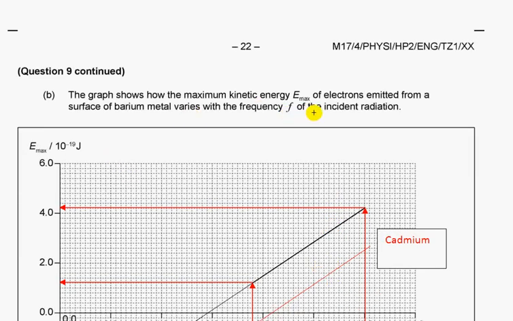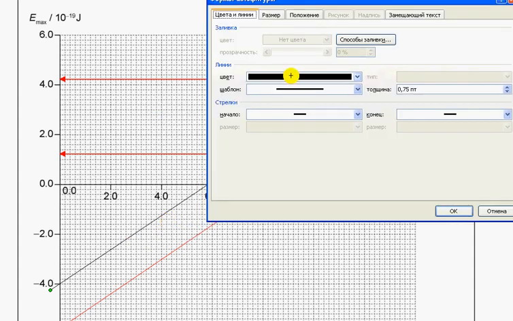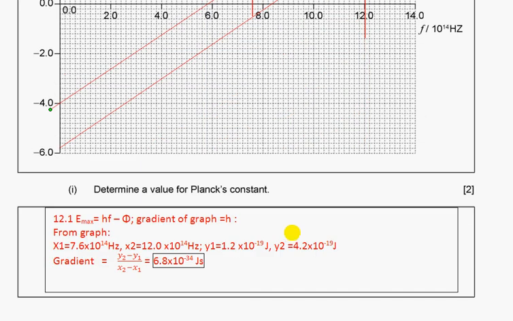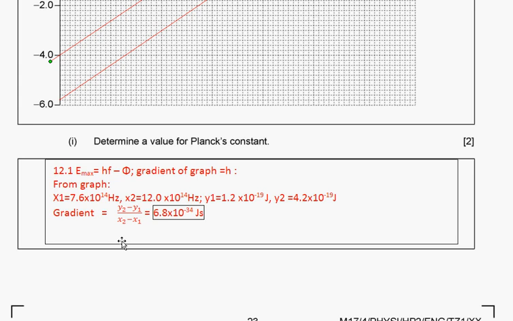The graph shows how the maximum kinetic energy of electrons emitted from the surface of barium metal varies with frequency. So they give us only this part. This part I should make red. Right. Determine the value of the Planck constant. So according to this formula for kinetic energy, the gradient of this graph is equal to the Planck constant. From the graph we find point 1 (x1, y1) and point 2 (x2, y2) as far as possible from each other, and using the formula for gradient we find h, a very good value.